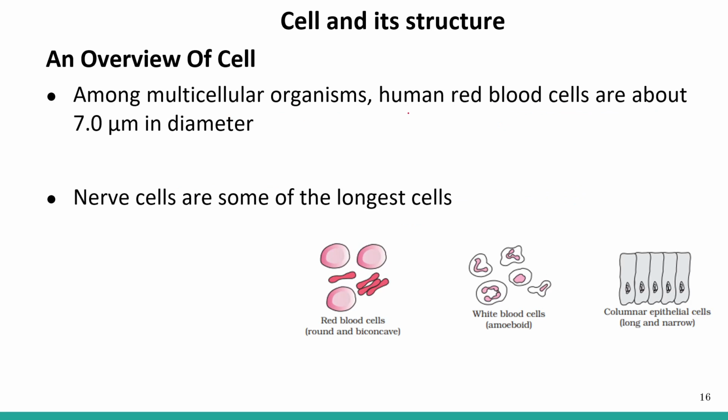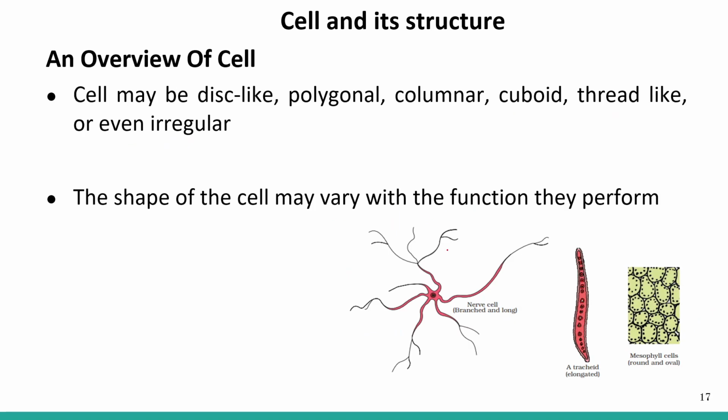Among the multicellular organisms, human red blood cells are about 7 micrometer in diameter. So this is the red blood cell. Its diameter is around 7.0 micrometer. Nerve cells are some of the longest cells. So this nerve cell is the longest cell. Here we can see the nerve cell. This is the longest cell in the human body.